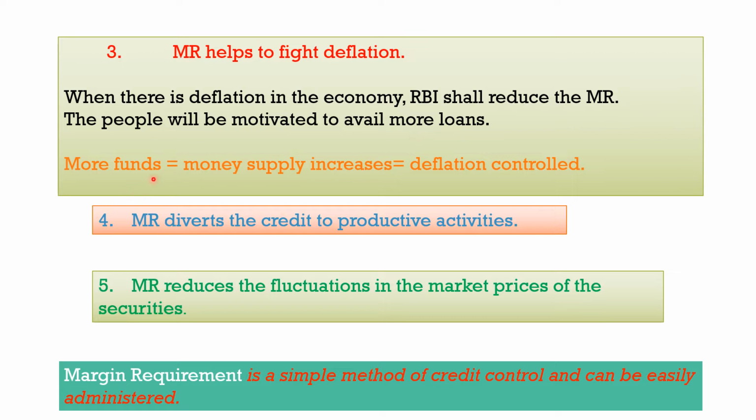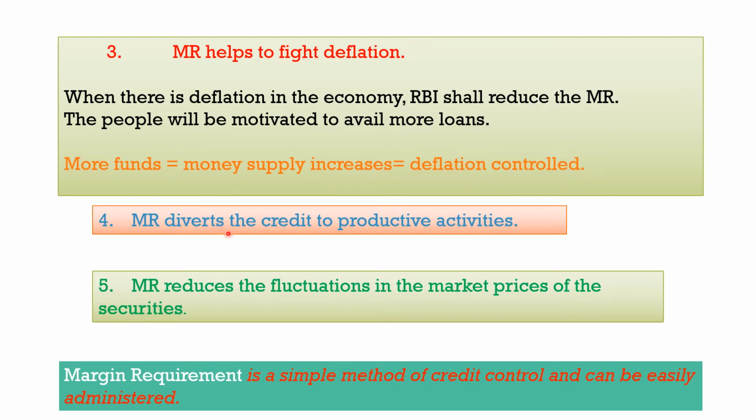More funds in the pocket of the common citizen means the money supply has increased. There are more ventures for investment because people will be getting more funds. They will invest more. It will boost the economy. Therefore, deflation is controlled, right?